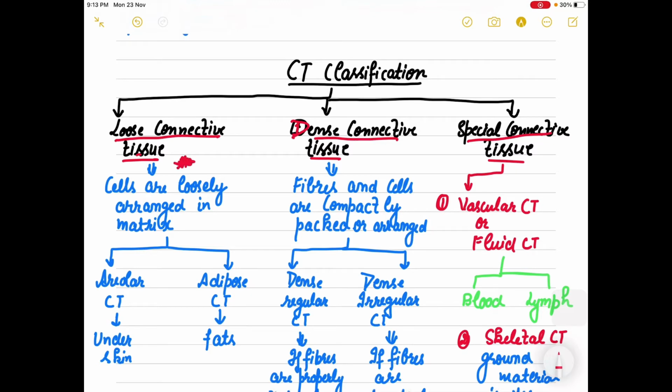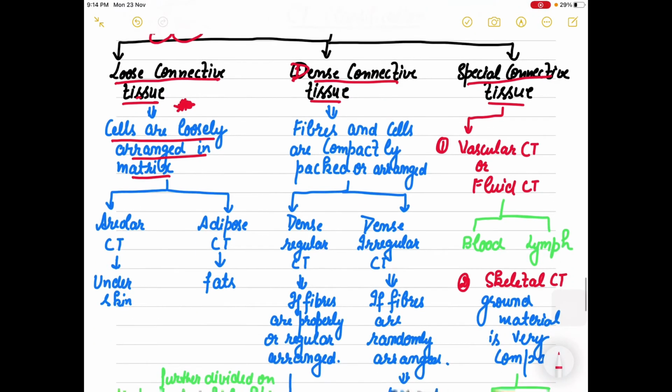Loose, as you can understand from the name, loose connective tissue. Cells are loosely arranged in a matrix. Cells जो हैं, they are not tightly packed, right? They are arranged in a very, very loose manner. And on the basis of that, we have 2 types of connective tissue.